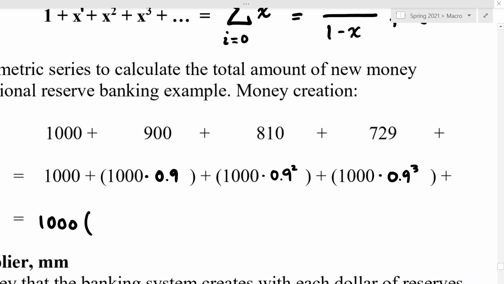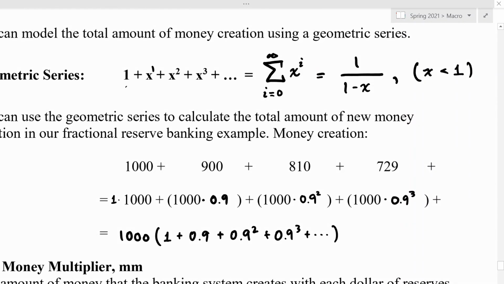This 1,000 is just multiplied by 1 plus 0.9 plus 0.9 squared, 0.9 cubed, and on and on and on, out to infinity. And so what we have here is 1 plus x plus x squared plus x cubed. X in this case is just 0.9.